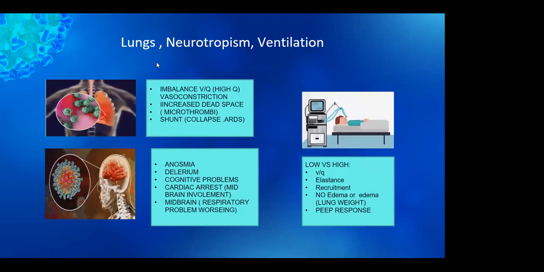So as I told before, there are receptors in the lungs and in the brain. In the lungs, once the receptors are activated, there will be an imbalance in the VQ ratio. High perfusion and low ventilation will cause dead space, and later collapse and the shunting process, ARDS, everything will happen. As the receptors are present in the brain, the patient can have anosmia, can be delirious, can have cognitive problems, and even cardiac arrest involving the midbrain respiratory centers. He can even have cardiorespiratory arrest.